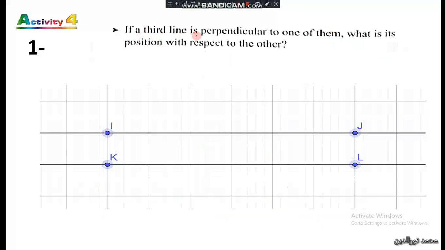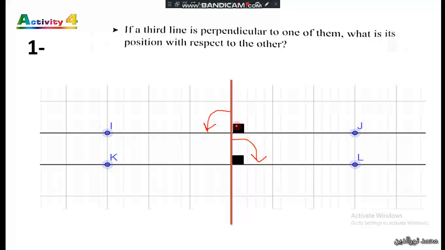If a third line is perpendicular to one of them, so we will draw this line perpendicular to IJ. What is its position with respect to the other? So this red line is perpendicular to IJ. What can we say about this line with respect to KL?